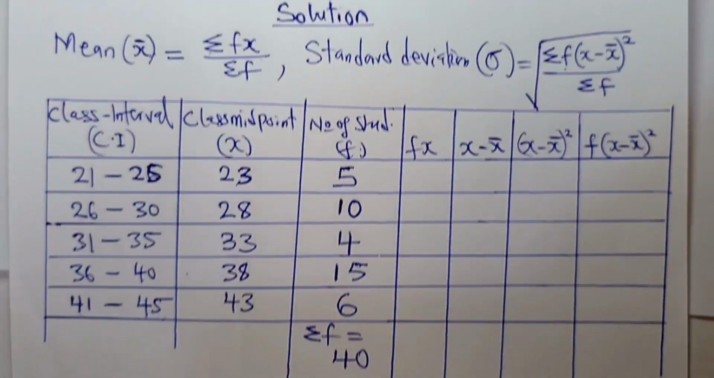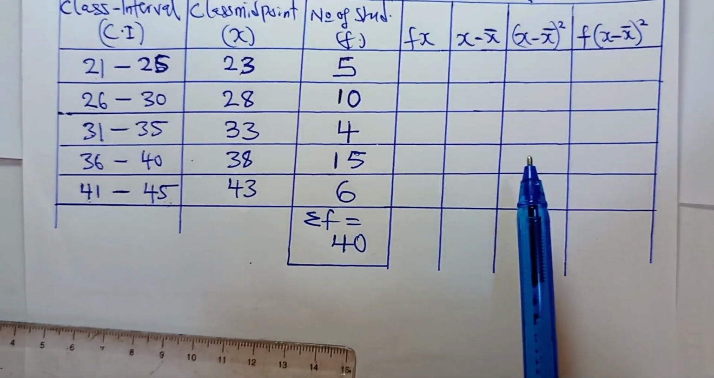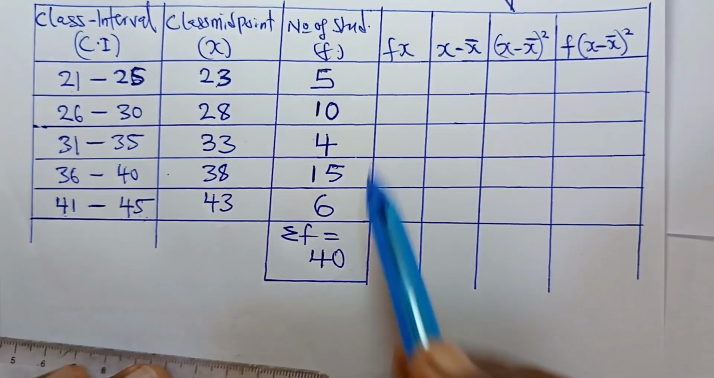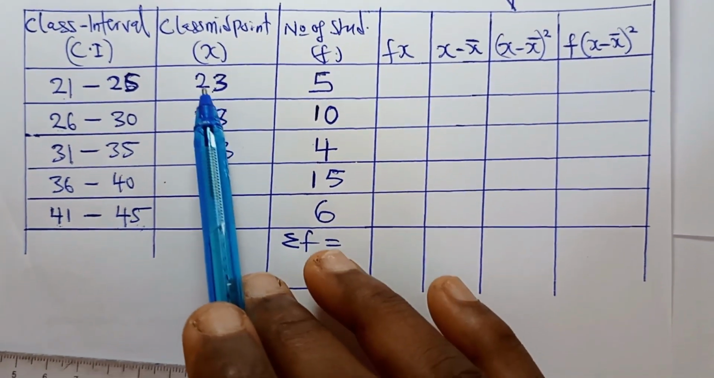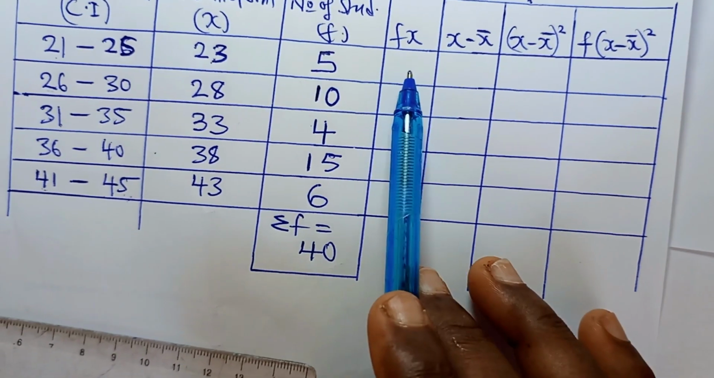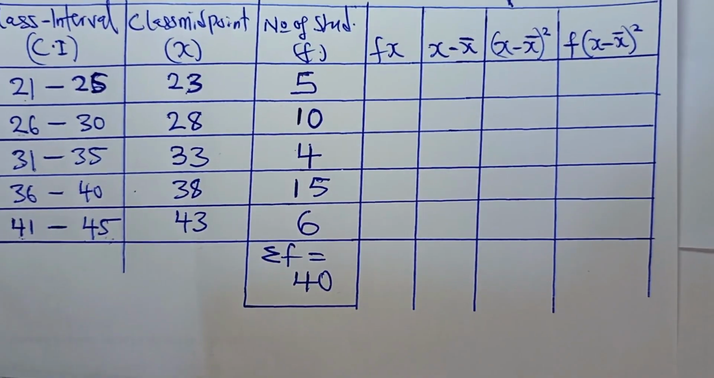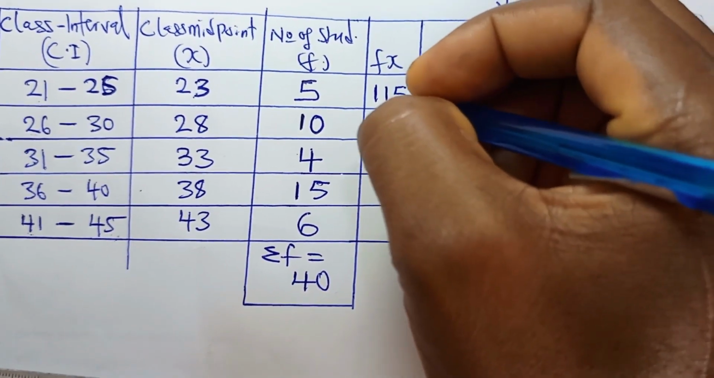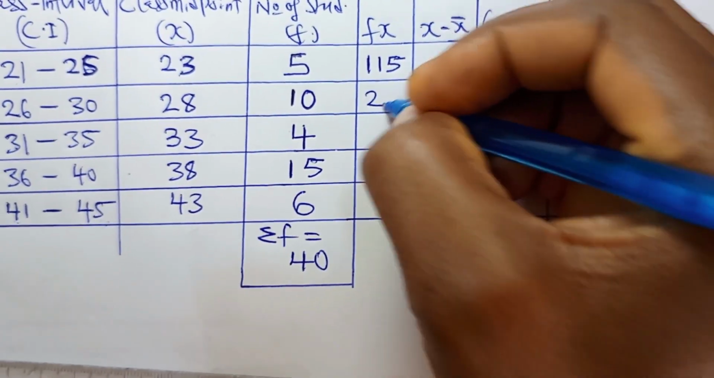Okay, back to the table. Now, I believe thus far you understand what has transpired here. Now, let's go ahead and find the mean. So here now, we'll go for fx. F times x means this is x and this is f. 23 times 5 we'll put here and so on. So let's go. 23 times 5 will give me what? 115. And 28 times 10 will give me what?